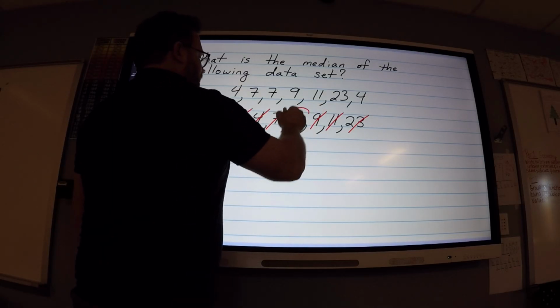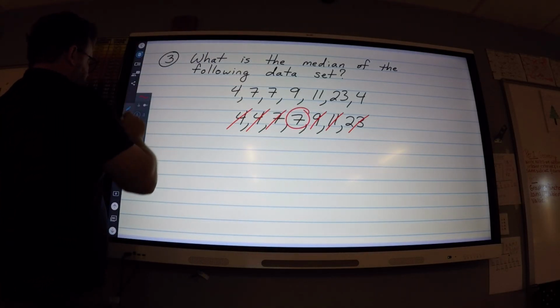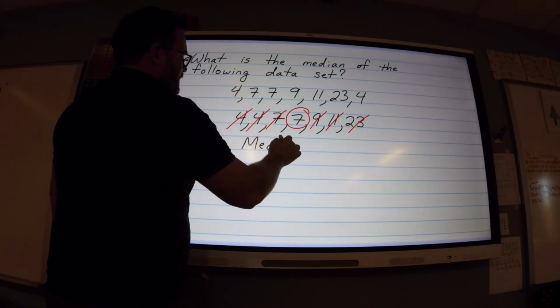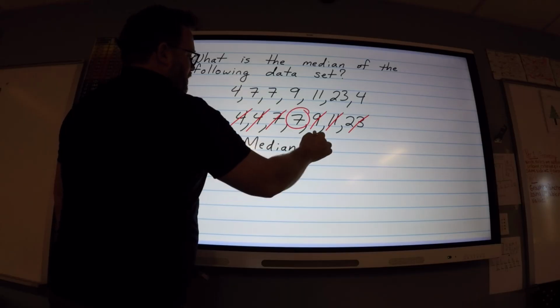And in this case, we have one middle number, which is 7. So the median in this case is 7.